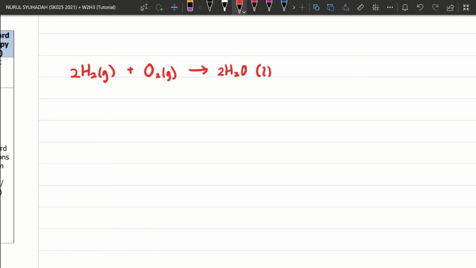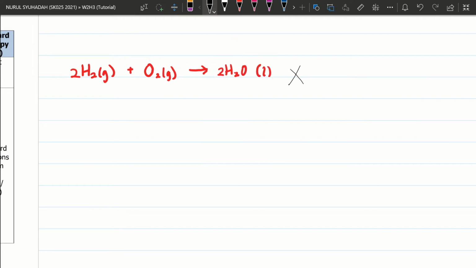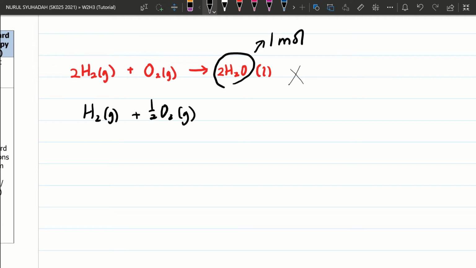Okay, correct? But if you write it like this, it does not represent the enthalpy of formation. Like I said before, for enthalpy of formation, we need to make sure that this is 1 mole. So the correct equation will be H2 gas plus half O2 gas to produce H2O.